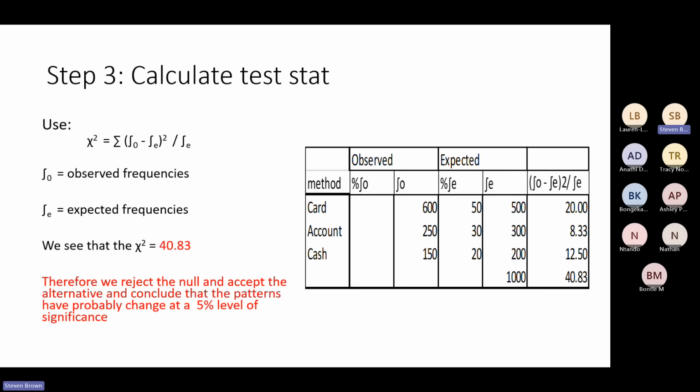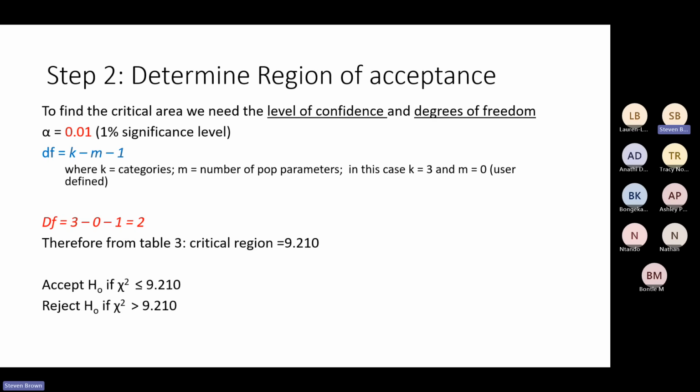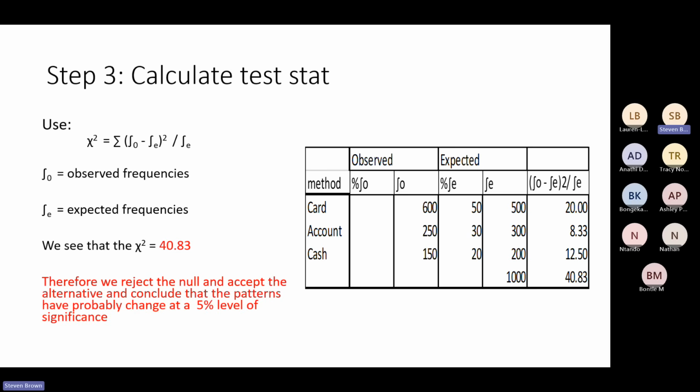40.83, with due respect, is well north of your figure here. Remember here, your significance level was 9.21. You got a final chi test of 40.83. That's well north of what you are expecting. So you're going to reject the null, accept the alternative, conclude that there has been a change in patterns.